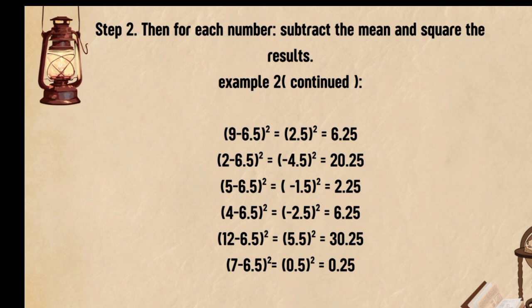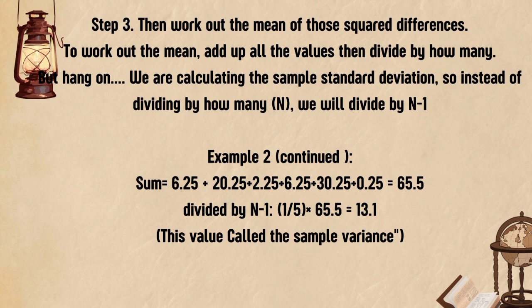Next, 12 minus 6.5 squared is equals to 5.5 squared is equals to 30.25. And last is 7 minus 6.5 squared is equals to 0.5 squared is equals to 0.25. So, that step 3, then work out the mean of those squared differences. To work out the mean, add up all the values, then divide by how many? But hang on, we are calculating the sample standard deviation, so instead of dividing by how many, n, we will divide by n minus 1.